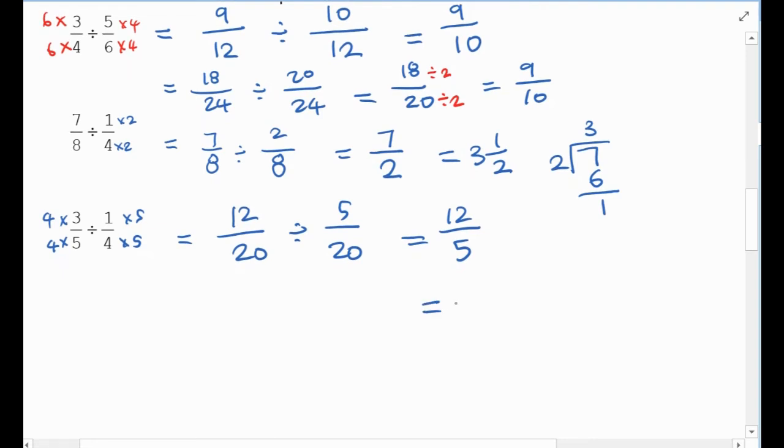And let's change it to a mixed number. 5 goes into 12 twice. And the remainder will be 2. And the denominator, keep the denominator. If this is confusing, if you cannot do it using mental math, just use division. 5 goes into 12 twice. The remainder is 2. Okay?